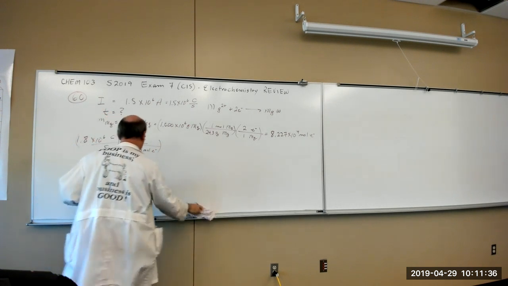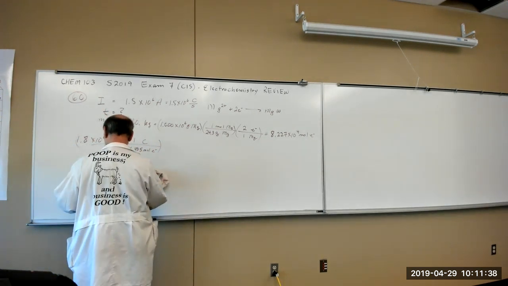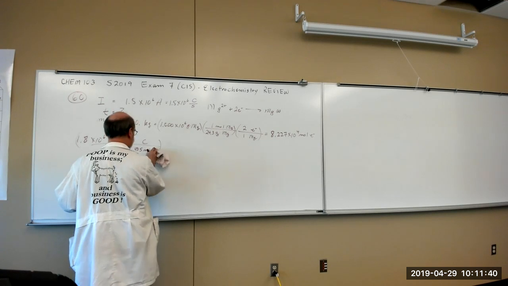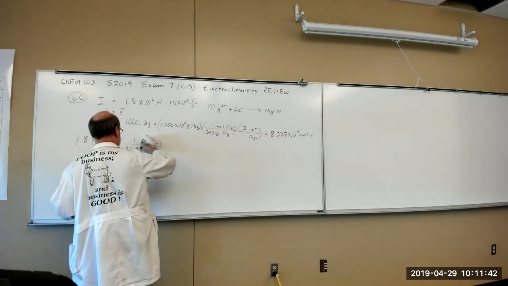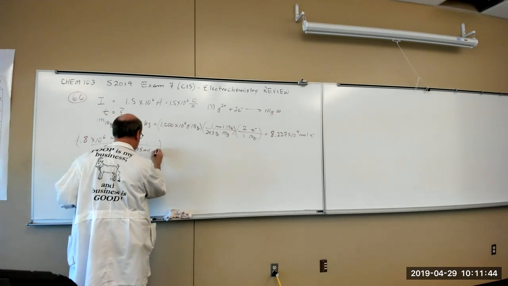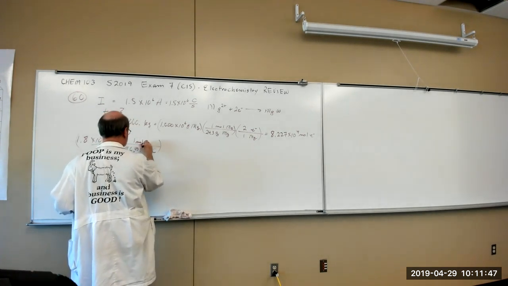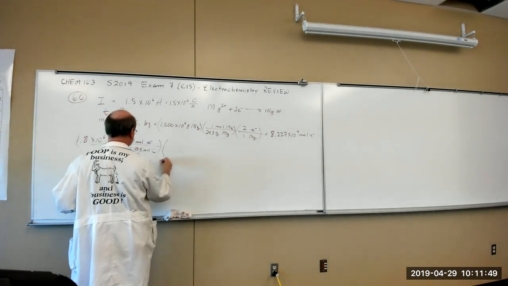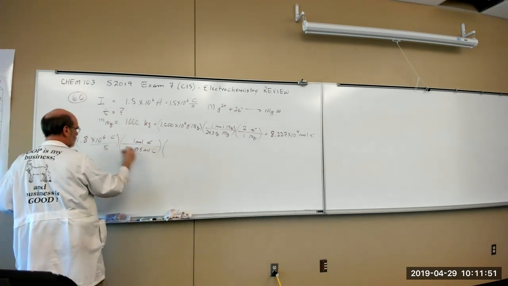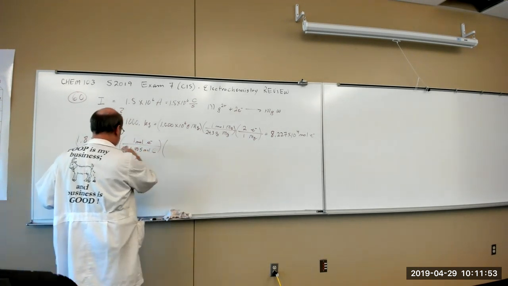Oops, that's not right. No, it's the other way around. Coulombs per mole of electrons. There we go. So that gets rid of coulombs. Moles of electrons per second.